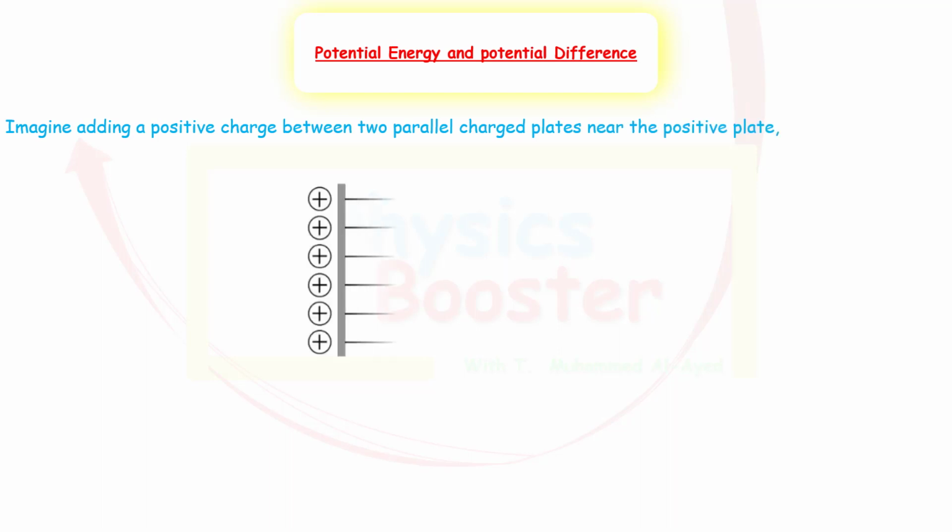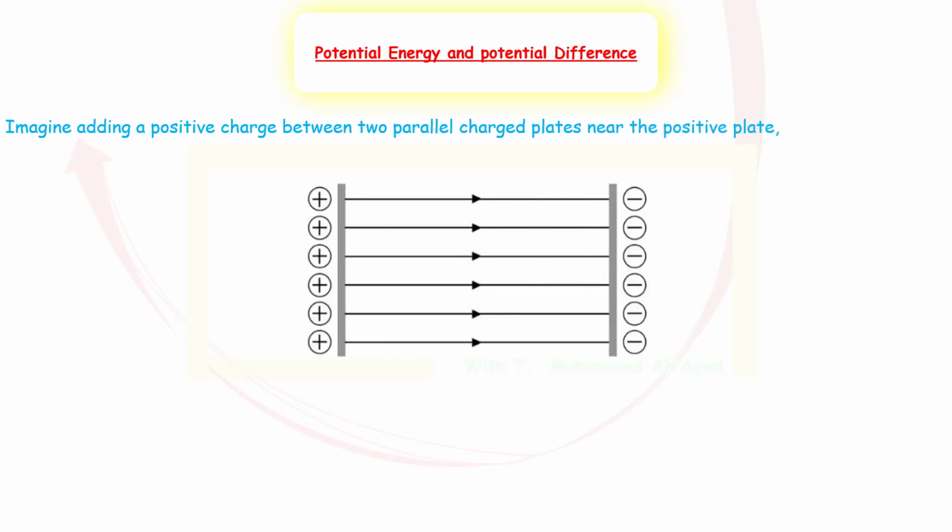Now imagine if we added a positive charge between two parallel charged plates, near the positive plate, okay? We added a positive charge. What do you think will happen to this charge? See, the charge is in yellow. What do you think will happen to this charge? Exactly, we all know that this charge will be attracted towards the negative plate, okay?